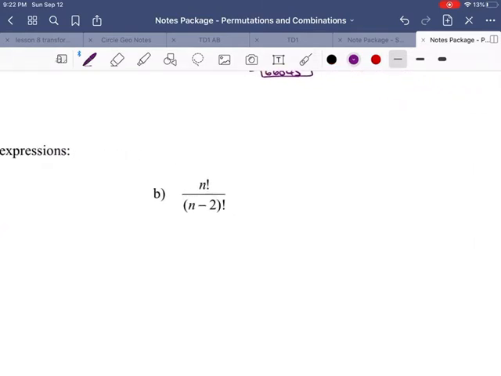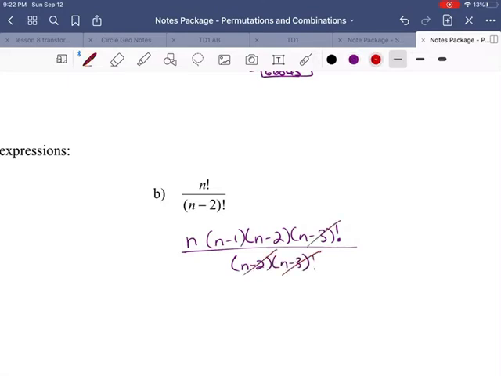All right, n factorial over n minus 2 factorial. So the top part, you're going to get n, and what's 1 less than n? n minus 1. And 1 less than that, n minus 2, n minus 3, etc. And the bottom part is n minus 2 factorial. So you start at n minus 2, and then you go n minus 3, and so on. So that part can simplify. So you're left with n and n minus 1.